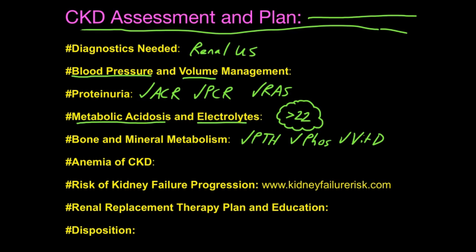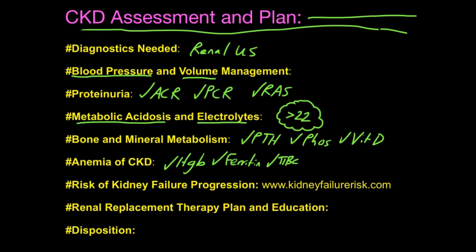For anemia of CKD, this is where I talk about how we're checking the hemoglobin, and we're checking iron stores like the ferritin and the total iron binding capacity, right? And so based on these parameters, I can determine whether the patient needs oral iron or IV iron or even ESA type of therapy. Next, I do have a section on the risk of kidney failure progression.